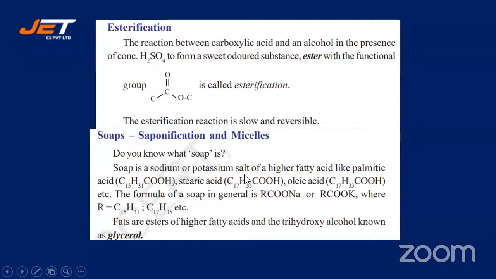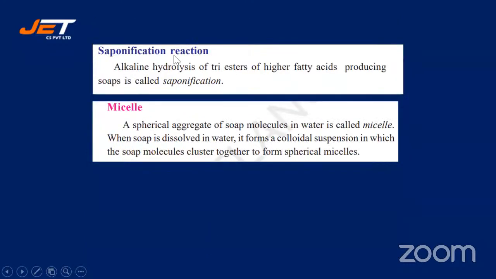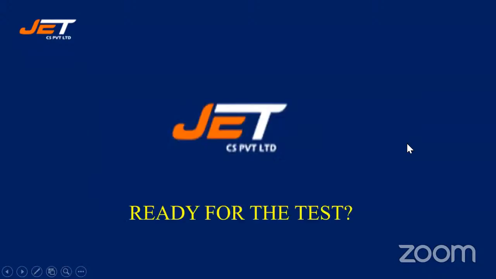Soap is a sodium or potassium salt of a higher fatty acid like palmitic acid. You can see the formula here. Fats are esters of higher fatty acids and the trihydroxy alcohol known as glycerol. Saponification reaction: alkaline hydrolysis of triesters of higher fatty acids producing soaps is called saponification. Next, coming to micelle: a spherical aggregate of soap molecules in water is called a micelle.